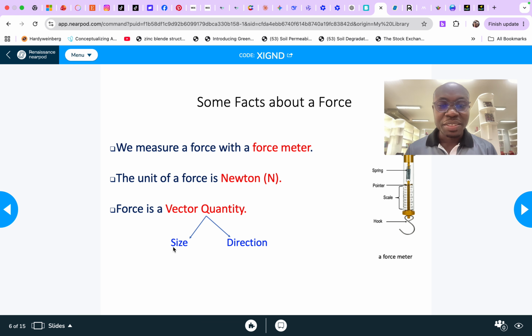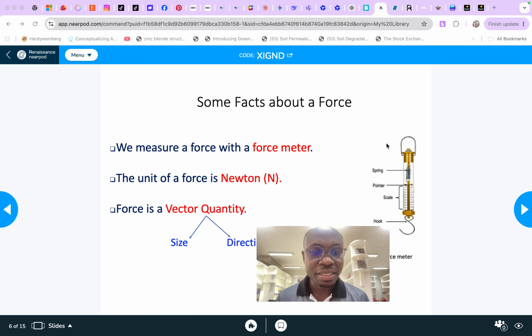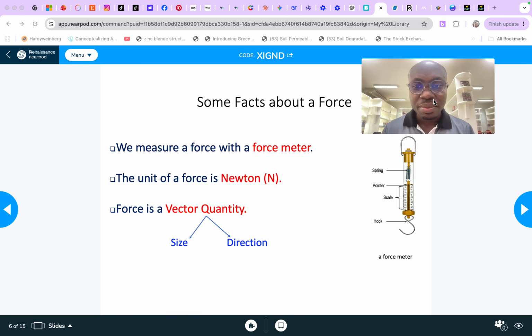Now, let's continue to the next slide. Here are some facts about force. Force is a vector quantity. It means it has size and direction, right? We have scalar and vector. Force is vector. And we can measure the force with a force meter. This is a force meter. When you come to school, you're going to use this in class. And the unit of force is newtons.